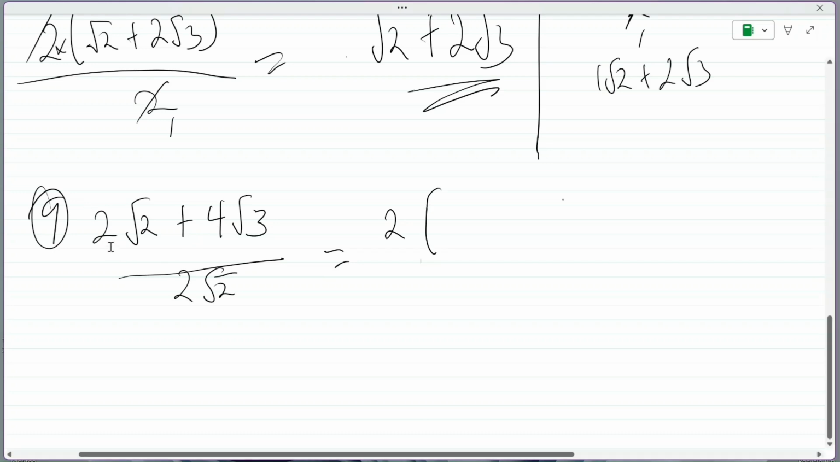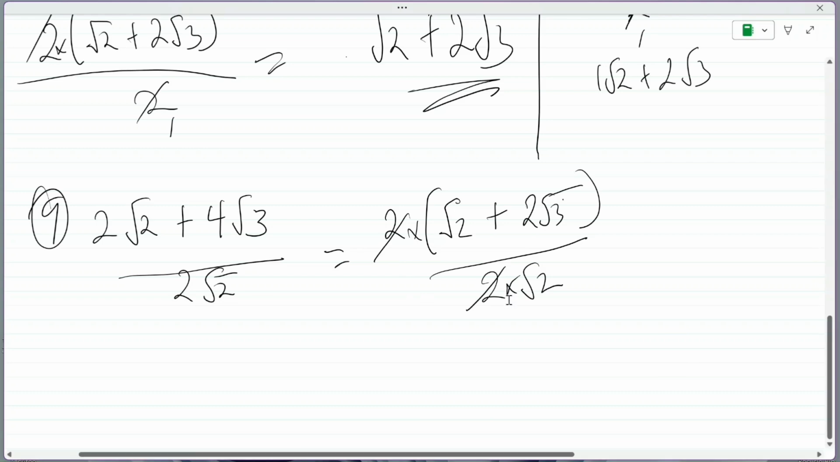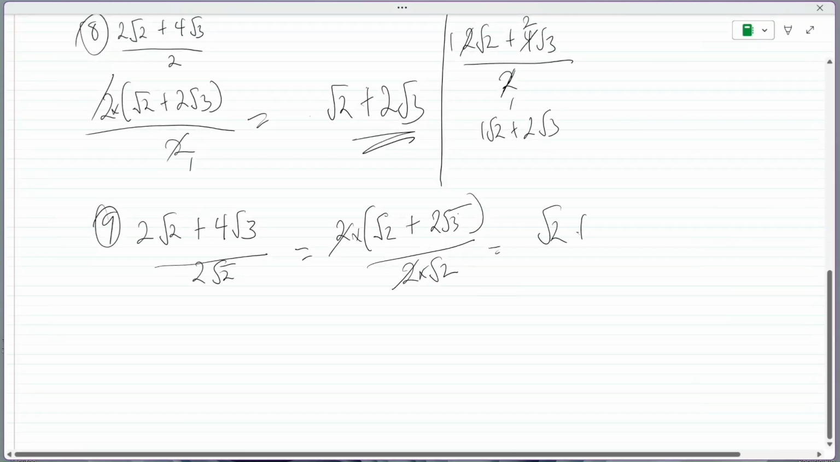Here, if you take out this 2 from this, you'll be left with root 2 plus, if you take out 2 from this 4, you'll be left with 2. That's 4 divided by 2, that's 2 root 3, close bracket, over 2 root 2. This 2 cancels this 2 at this point. This is linked to this by times, and this is linked to this by times, so you can cancel out. What is left in the bracket is root 2 plus 2 root 3 over root 2.